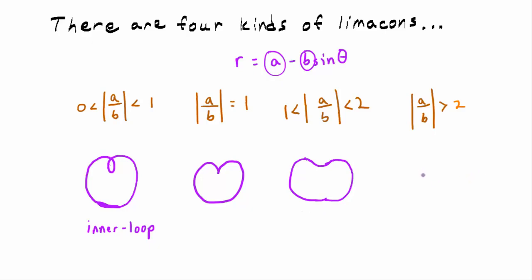And then if the absolute value of A divided by B gets bigger than 2, that dimple flattens out and it becomes closer and closer to a circle as the absolute value of A divided by B increases. Depending on how big it is, it might be a little bit flat, and then it starts really looking like a circle. But it will flatten out, at least on one part of the graph. I drew it on top, but again, it could be rotated.